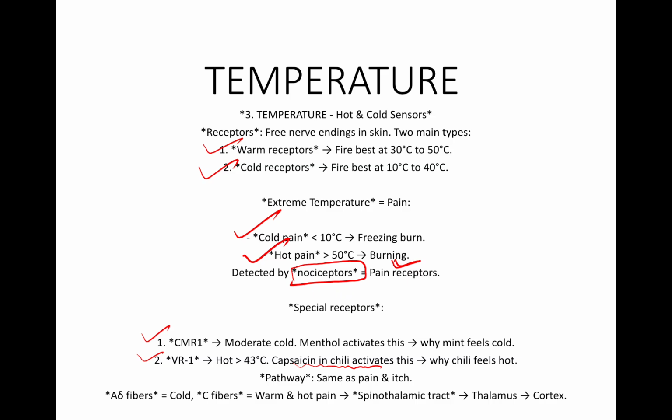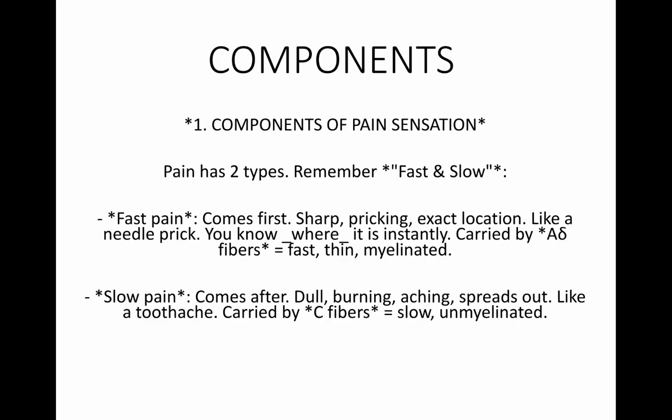Next, this is A delta fibers. We already spoke about it. A delta fibers are for cold. C fibers are for warm and hot pain. After which it will go and reach the spinothalamic tract, from where it will reach the thalamus, and they ultimately reach the cortex. Okay.